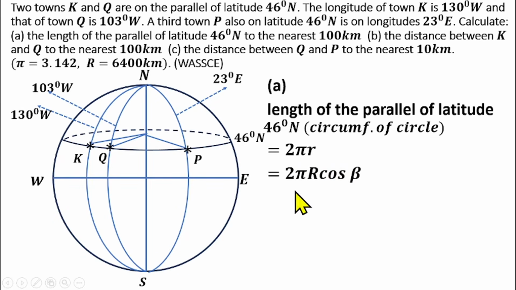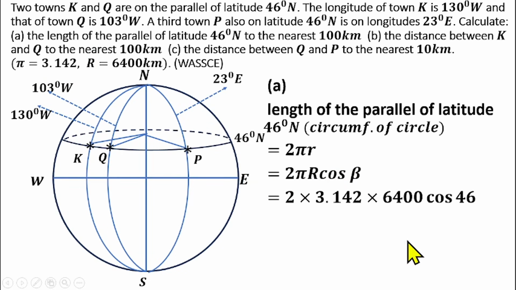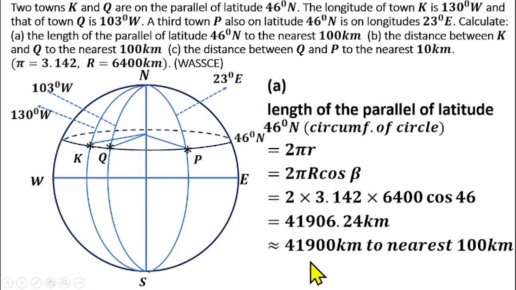And we have 2 times 22 over 7, or our pi is 3.142 in this case, times 6,400 cos beta, which is the latitude we are measuring. So that will give us what you are having here. If you simplify that, we calculated that will give us 41,906.24 kilometers. Then to the nearest 100 kilometers, that will give us 41,900 kilometers as the length of that parallel of latitude 46 degrees north.